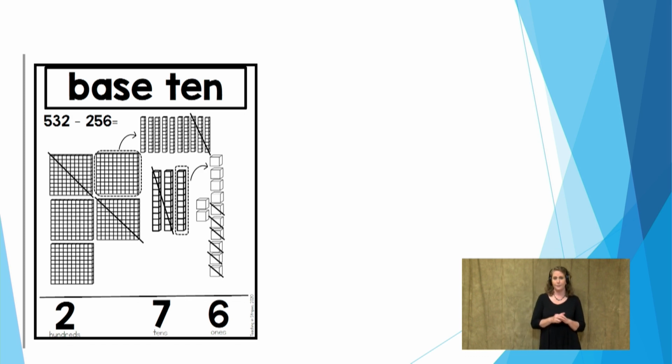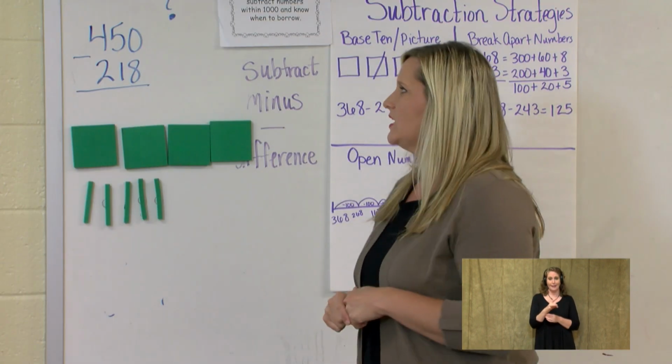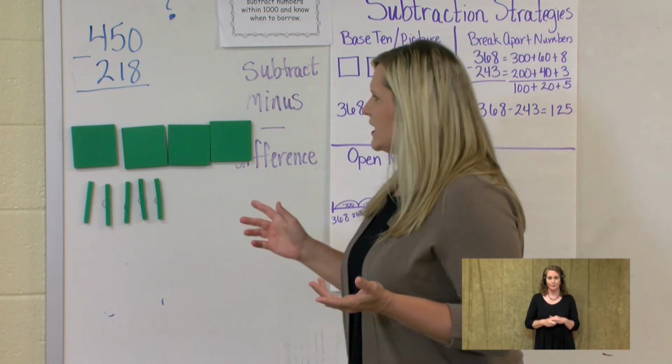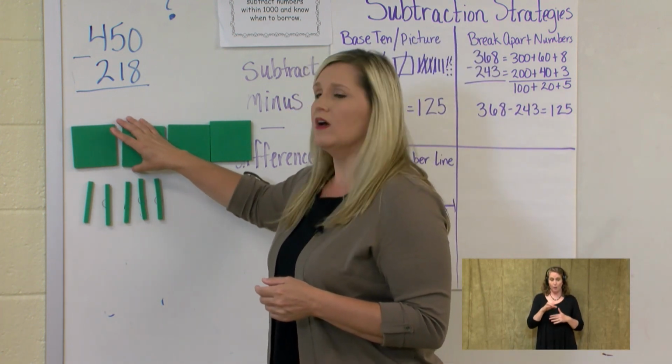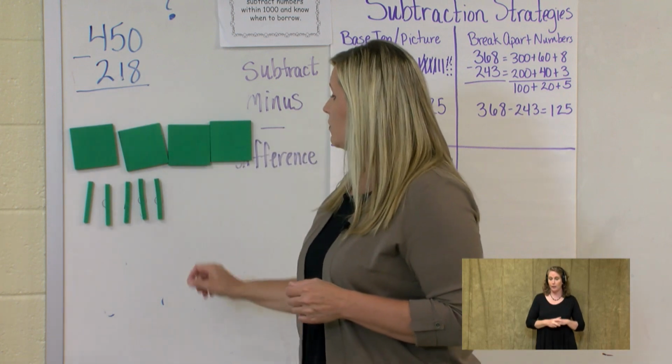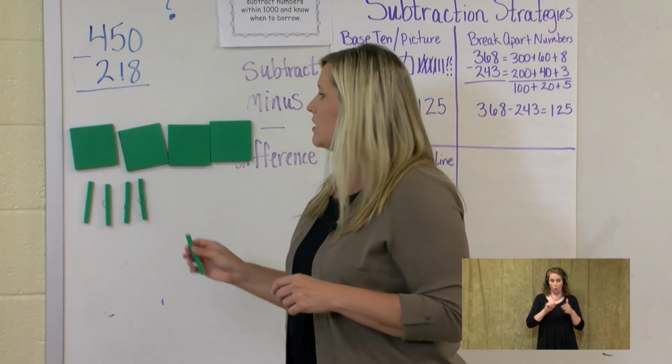All right, so I'm not going to need any ones because I did not have any ones yet. But let's look at how many we need to take away. We need to take away 218. Now, I can take away 200s because I have enough. And I can even take away 10.